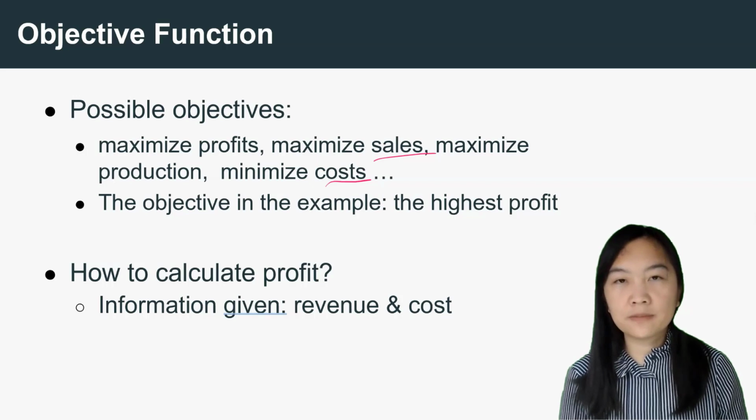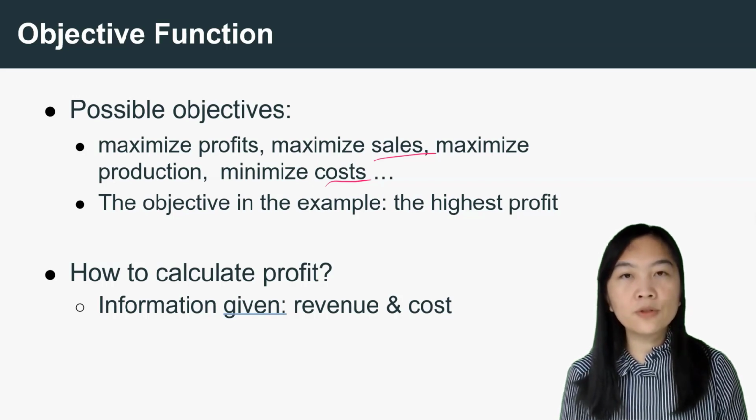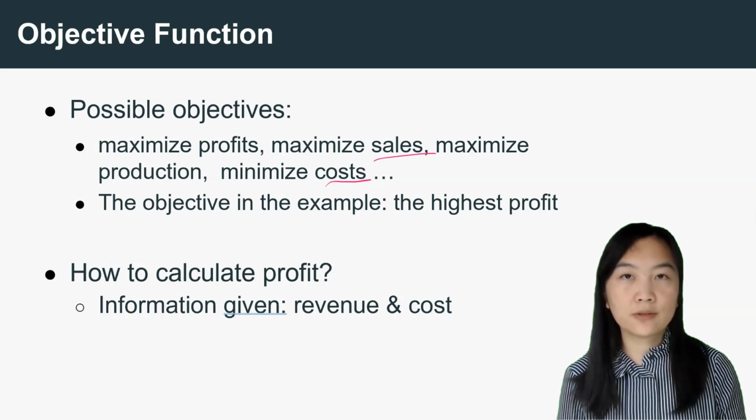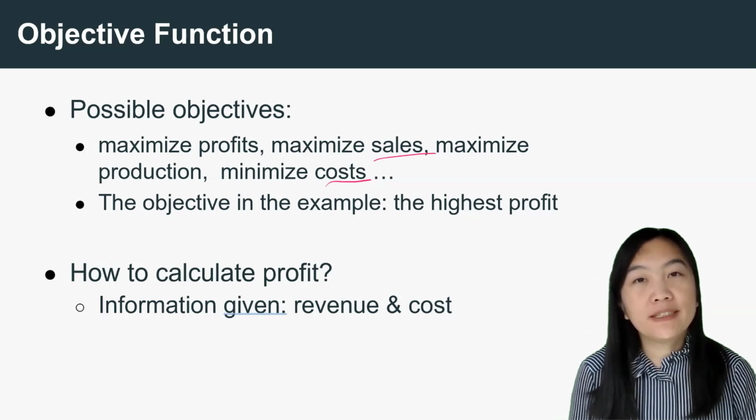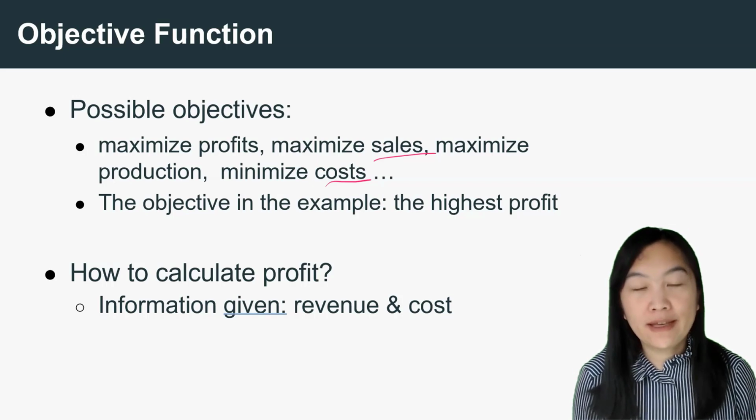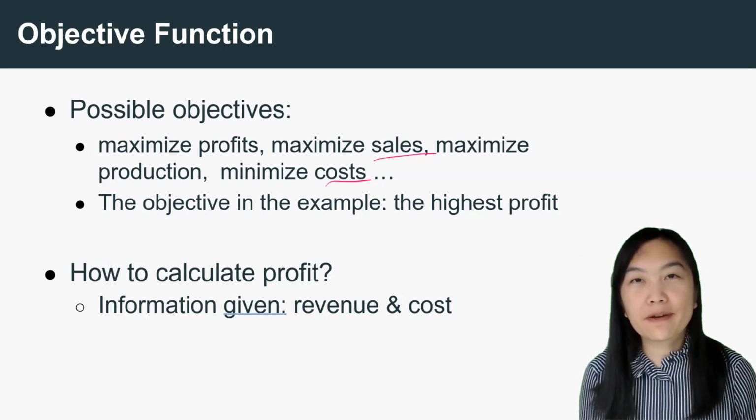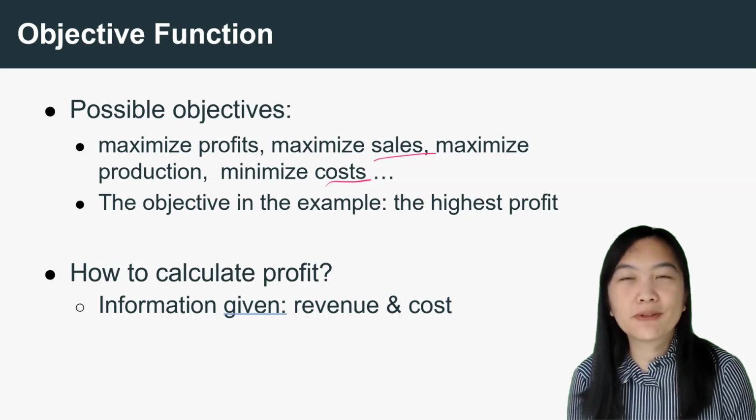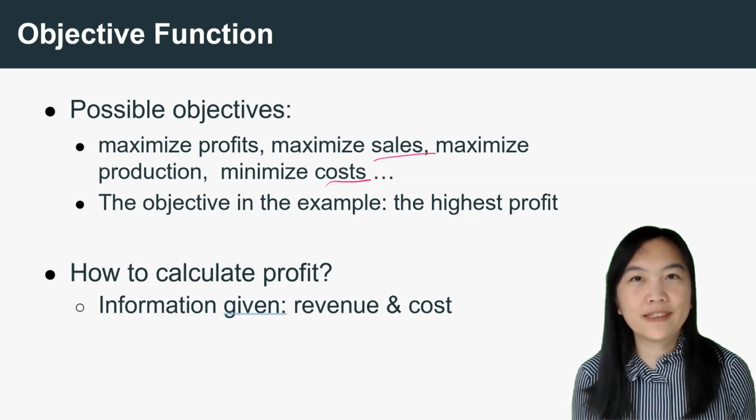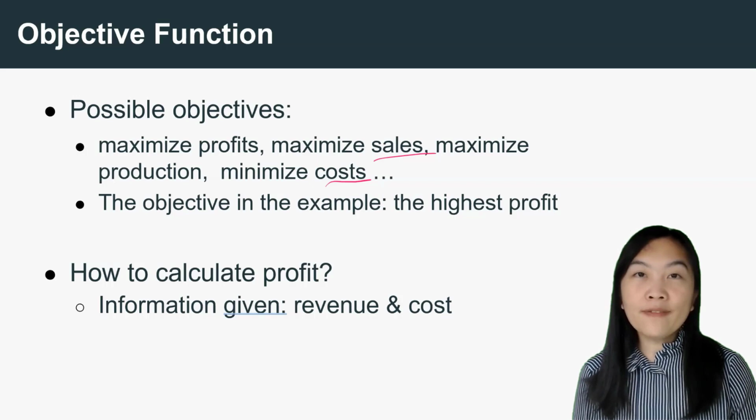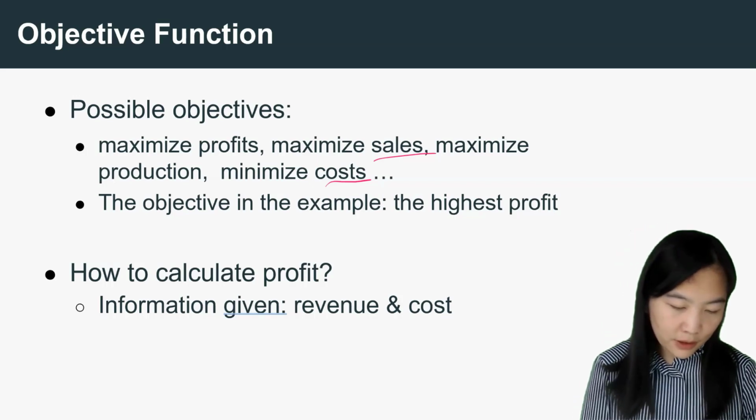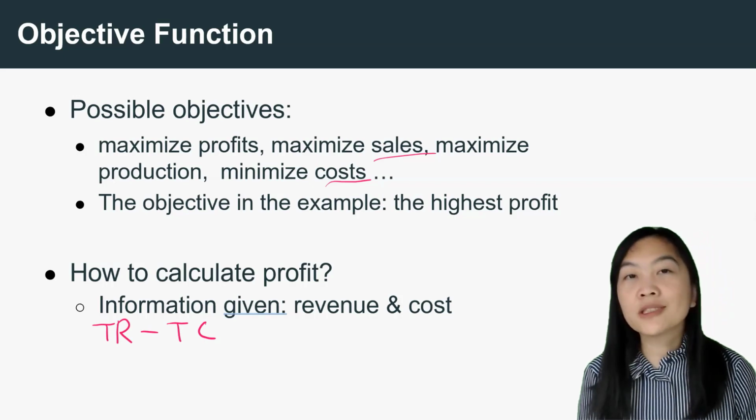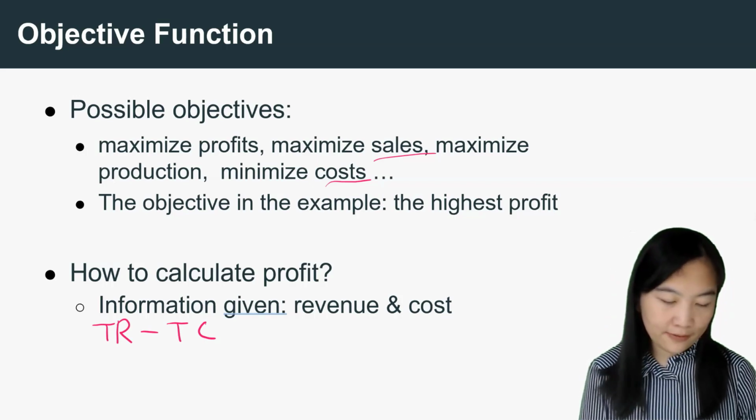There is a lot of information given in the example. How do you translate that information into the actual profit? To calculate profit, you first need to understand what profit is. We have spent quite some time in this course trying to maximize profit, so I hope by this point you know what profit is. Profit is the difference between total revenue and total cost. And of course, this is from the output perspective.